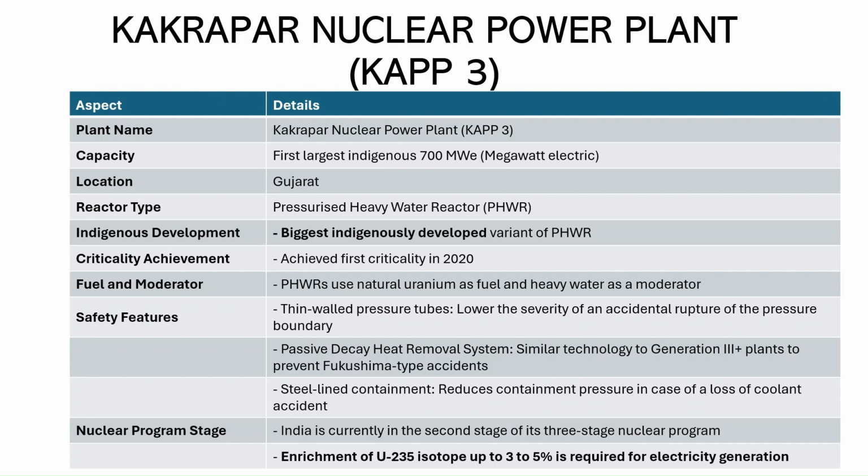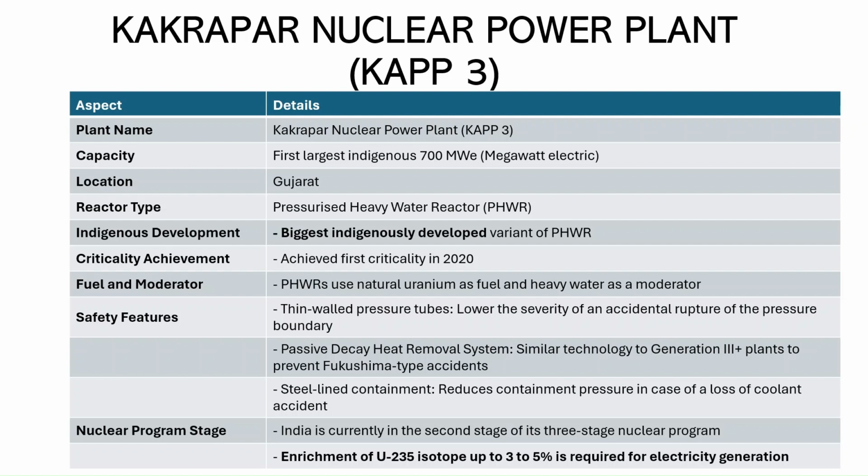Next topic is on the successful commissioning of the Kakrapar nuclear power plant, or KAPP-3, in Gujarat. Right? So, what is KAPP-3? It is the first and the largest indigenous 700 megawatt electric power plant in Gujarat. This is also the largest indigenously developed variant of the pressurized heavy water reactor.